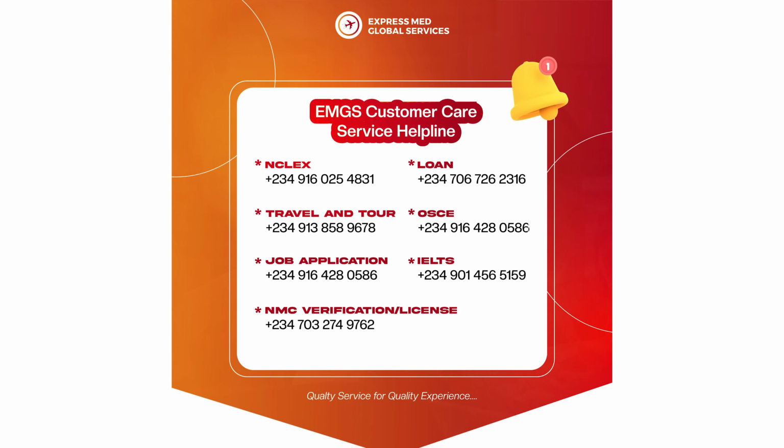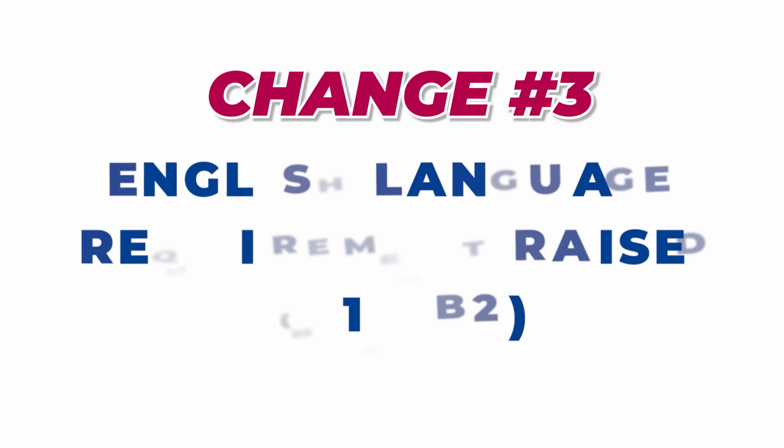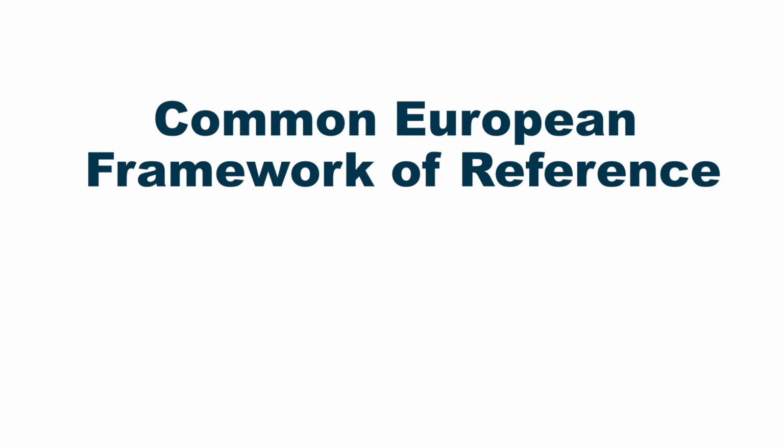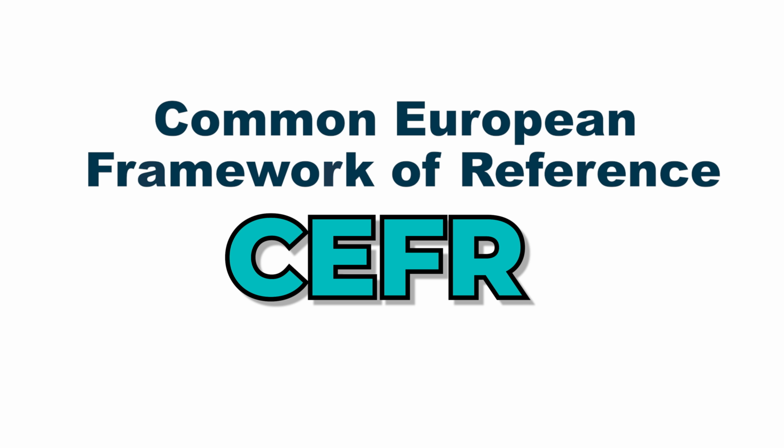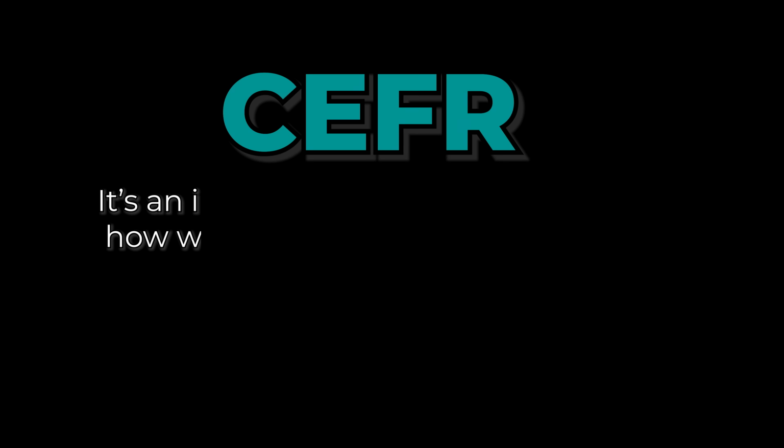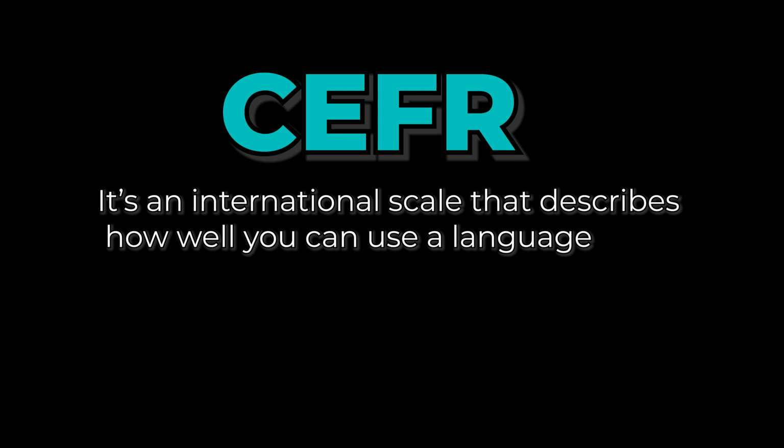Now, I'm sure somebody is saying that they have increased it from B1 to B2. First of all, what is B1? And secondly, what is B2? Now, let me explain. B1 and B2 come from the Common European Framework of Reference. It's called CEFR, and they use it to grade languages basically. So it's an international scale that describes how well you can use a language.